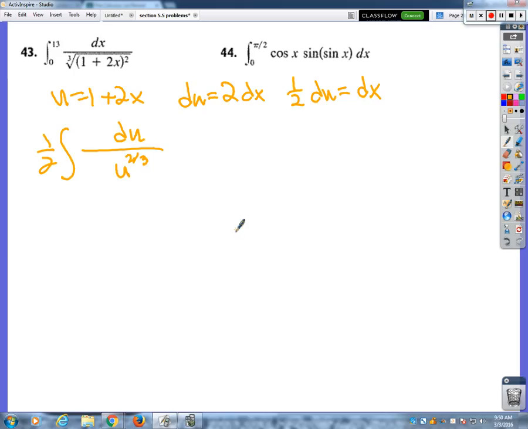Okay, and then the 13 now becomes a 27, and the 0 becomes a 1. All right. Is everybody okay with where those numbers are coming from? Colby, you know how we change 13 to 27 and 0 to 1? Okay. Tiana, you got that? Okay. So then I'm going to rewrite this as u to the negative 2/3 du. And then I will let you solve it from there.